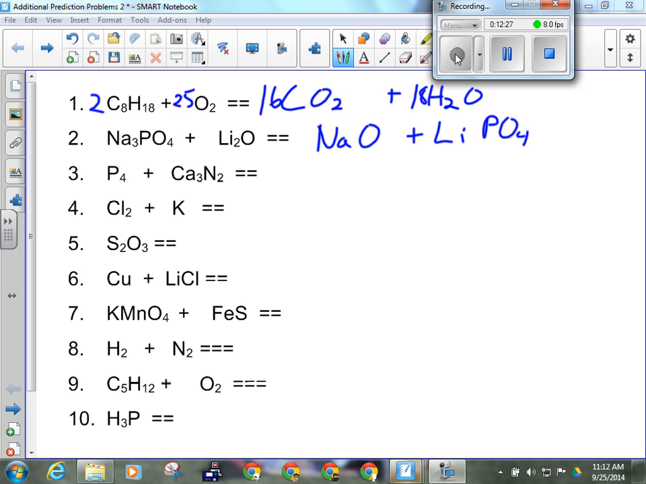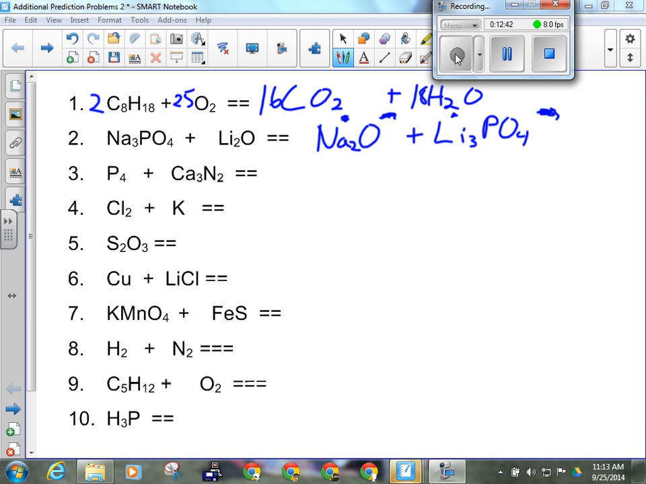Those are both ionic, so I have to swap and drop them. This is a -2, that's a +1, so I've got Na2O. And this is a -3 and a +1, so I've got Li3PO4. Now I have to balance the whole reaction.